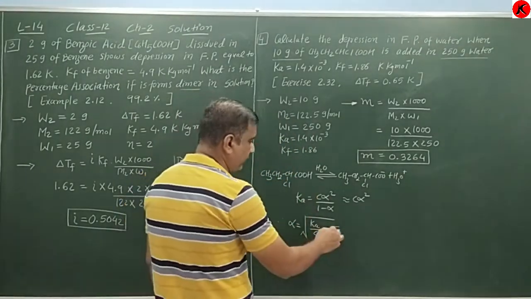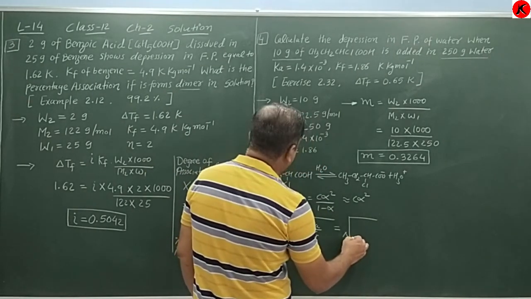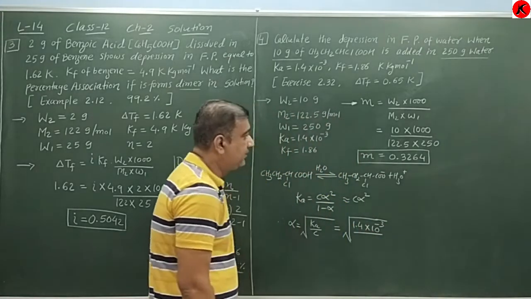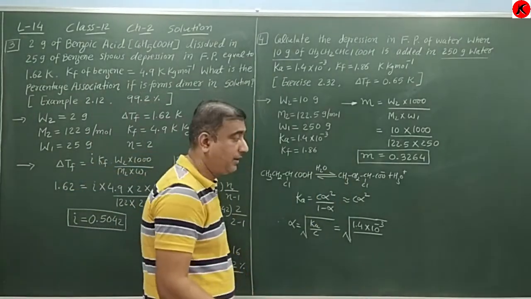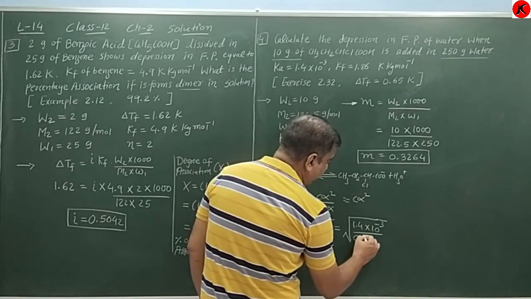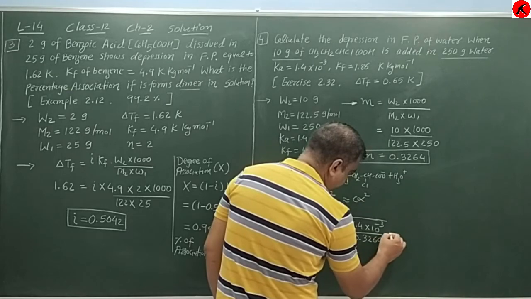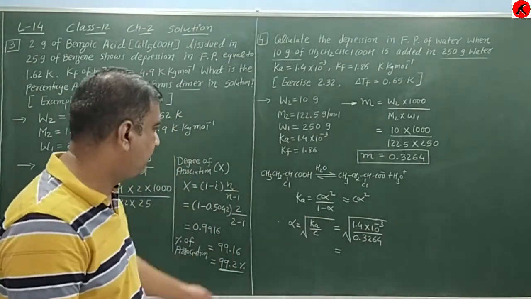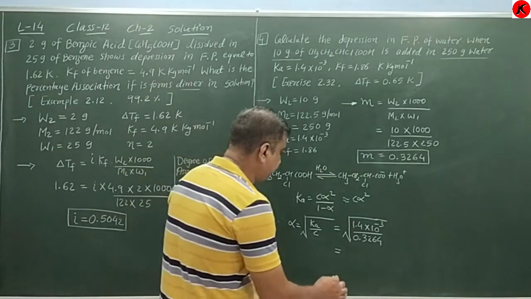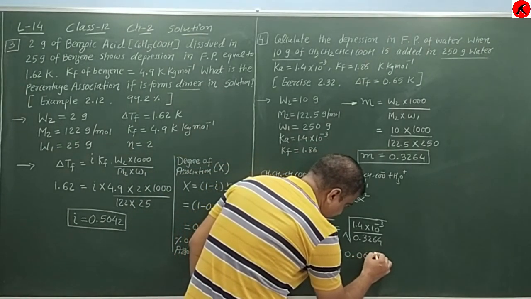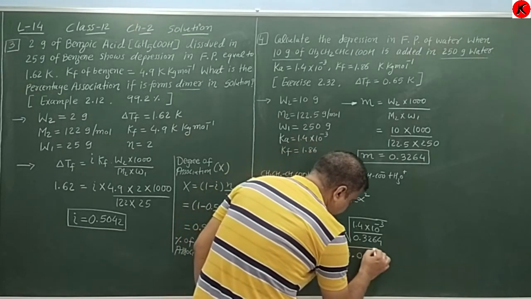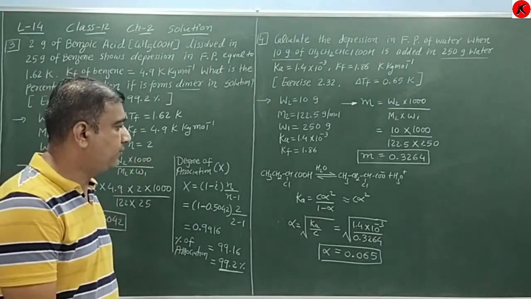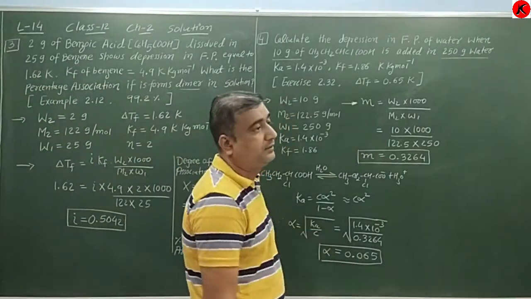Now the value of Ka is known, that means 1.4 into 10 power minus 3 divided by C, the concentration. Here we can use molarity for dilute solution, 0.3264. Now simplify this. When this is simplified and the square root is taken, the answer is 0.065. Alpha is there. That means the degree of dissociation is 0.065.